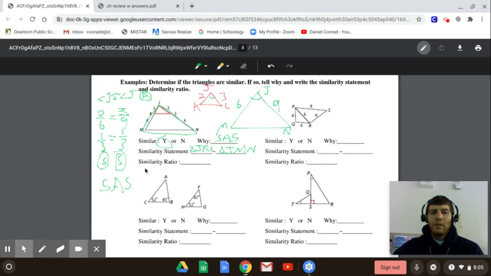Okay, and then your similarity ratio, we can just say is a third. Right, the red one here, the small one, is a third the size of the big one, or you can think of the big one as being 3 times the size of the small one. All right, the next one here, there's no angles. I don't see any way we could match up any angles and say they're congruent. So we have to look at the sides. So again, small would match with small, large with large.